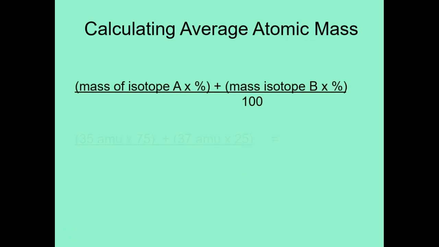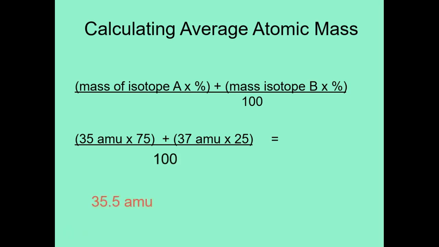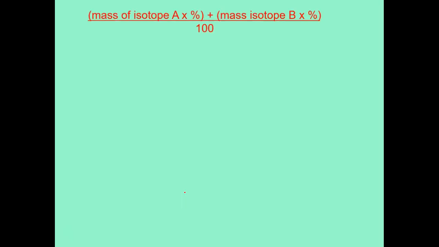We do all this math here, and we get 35.5 AMU, which if you look on your periodic table is very close. I believe the mass on the periodic table is 35.453 for chlorine. So these two numbers are fairly close, right? So let's take another one.